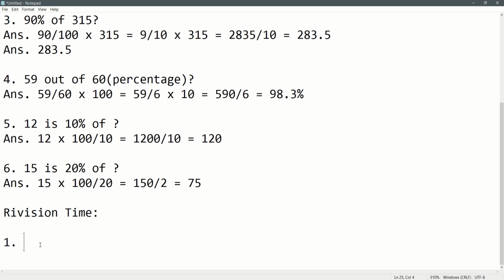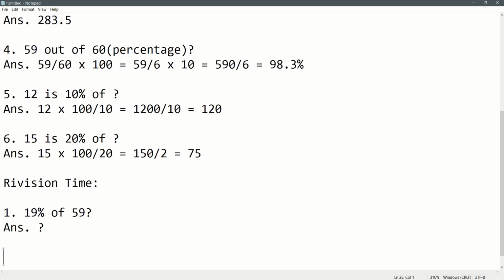Okay, right. So now with that said, I'll be typing in over here some questions. Like find out 19% of 59. Okay, done. Give me the answer in the comment box. Yeah. So what is the answer? Please give me in the comment box. The second one is something like 39 percentage of 61. I want.